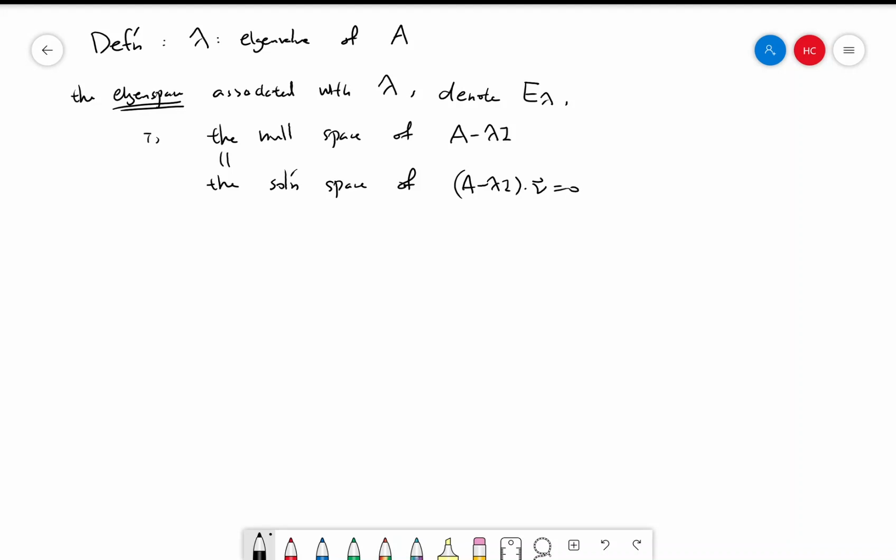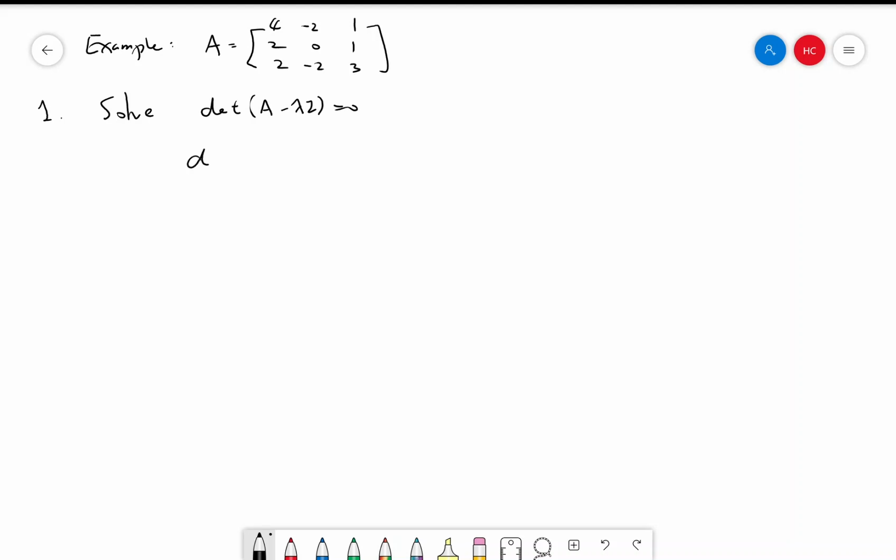Alright, so let's do an example with this new definition. Let's consider the 3 by 3 matrix 4, negative 2, 1, 2, 0, 1, 2, negative 2, 3. First step, we solve for eigenvalues. So let's solve the characteristic equation, the determinant of A minus lambda I equal to 0. So we get the determinant of 4 minus lambda, negative 2, 1, 2, negative lambda, 1, 2, negative 2, 3 minus lambda, equal to 0. Let's quickly expand this.